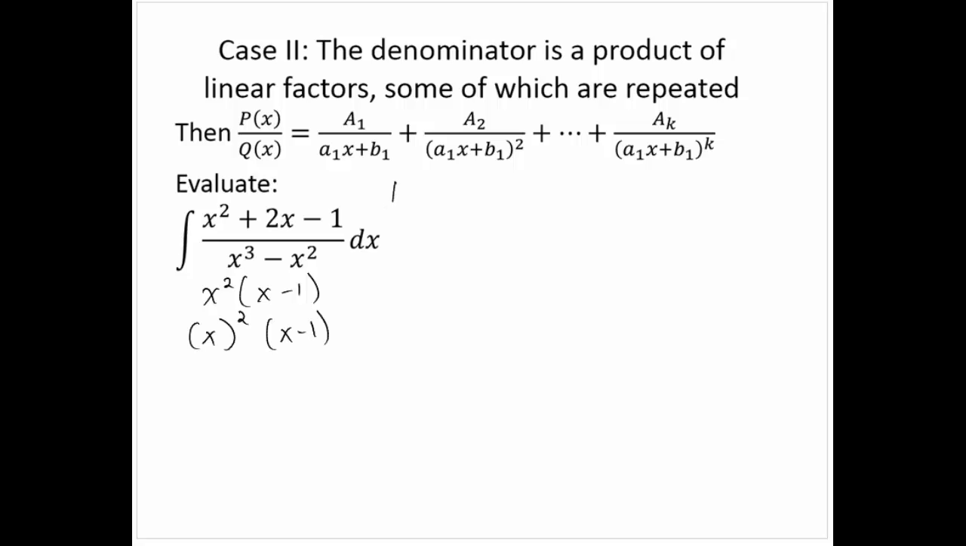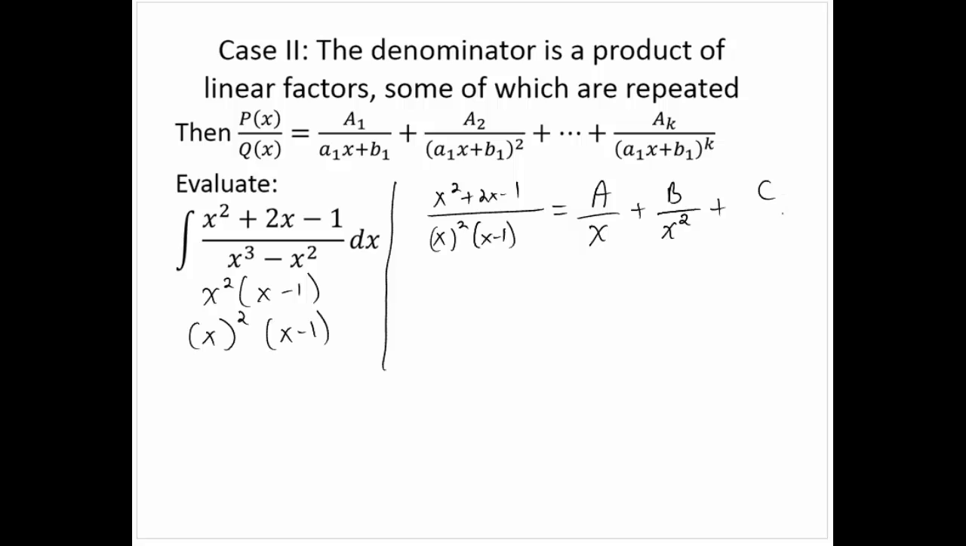So what that means is x squared plus 2x minus 1 over x squared times x minus 1 can be written as a over x. Linear factor, but wait, I have a repeated linear factor. That x is repeated. So then I have another term of b over x squared. And then I have another term of c over x minus 1.